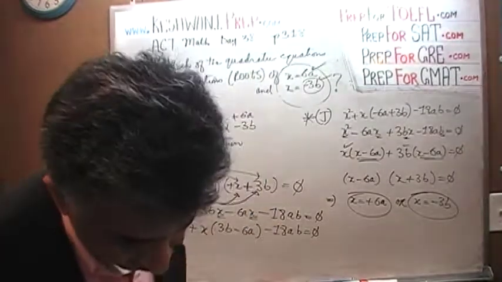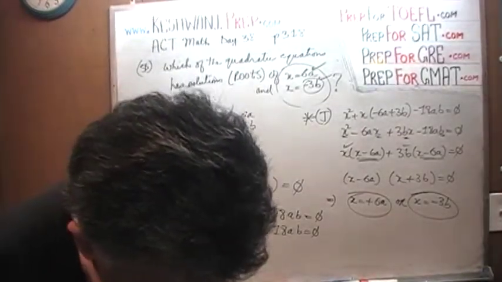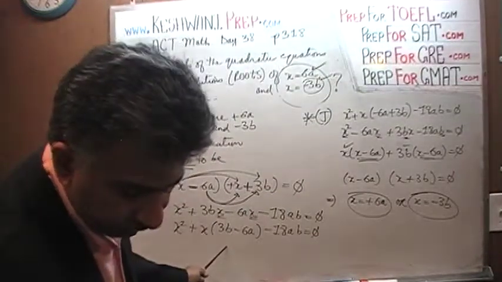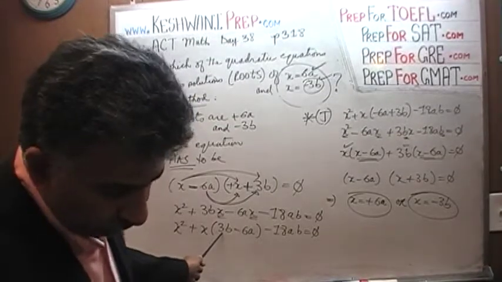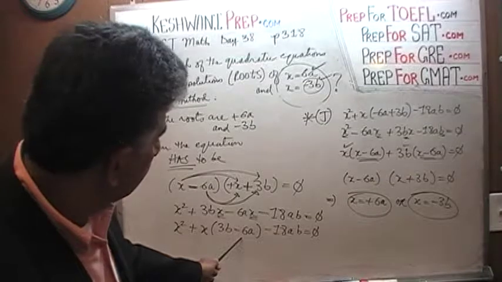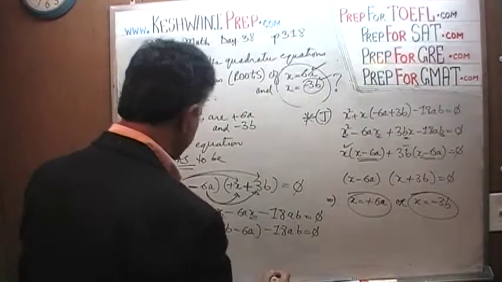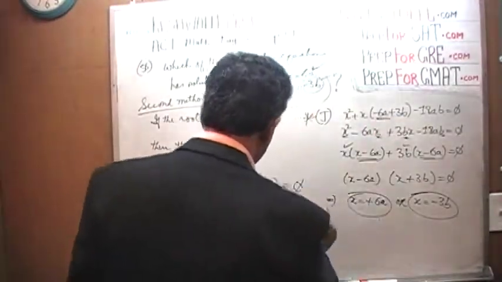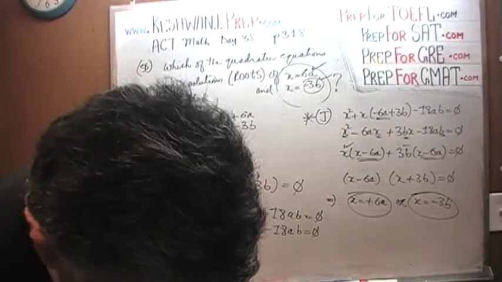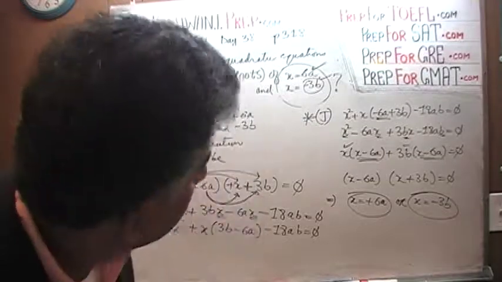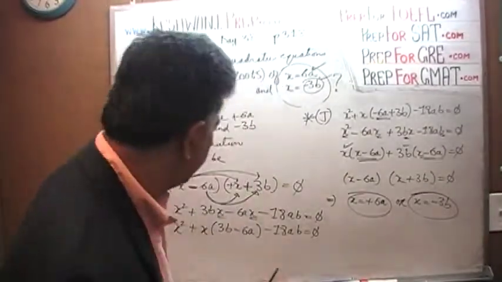Let me just double check what the answer choices are. Which one did we say? The answer we said was J. There we go. X squared plus x times 3b minus 6a minus 18ab equals 0. This is it right here. Except in J, negative 6a is written first. It's the same exact answer choice. The answer is J.